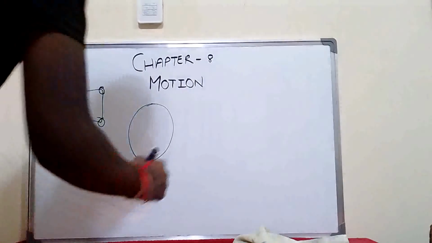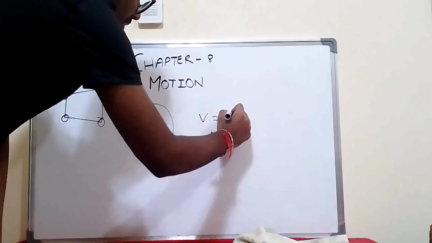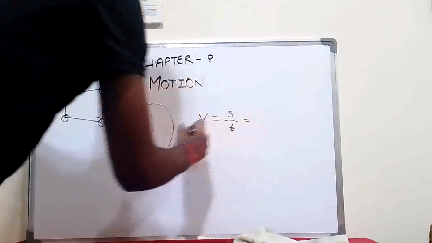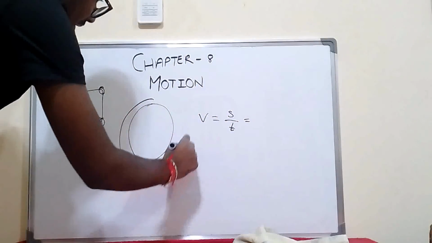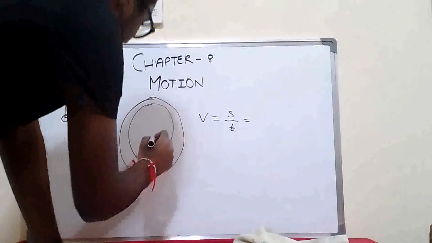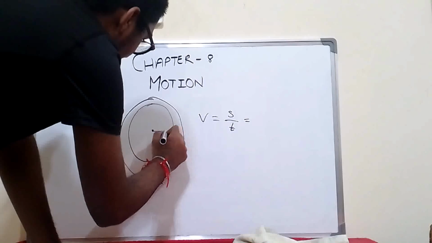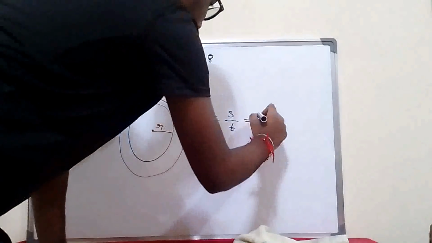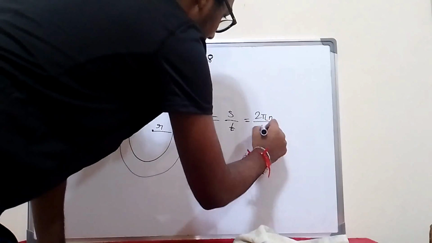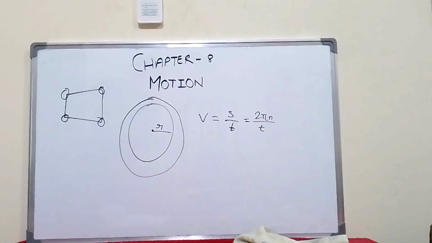Now how do we find the speed when you're moving in a circular motion? So as usual, speed equals to s by t, that is distance divided by time, and here the distance is going to be the perimeter or the circumference of the circular path. Now for example, if we take the radius to be r, then the distance covered will be 2 pi r divided by the time. So the speed of a circular motion is 2 pi r divided by t.